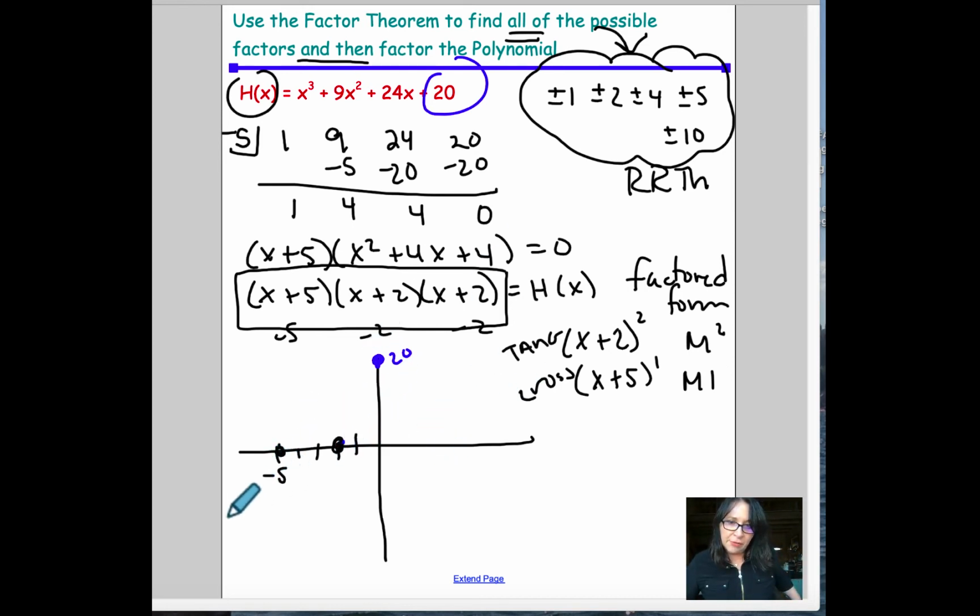It looks like it's going to bounce off of that because it has to go down here. And it's going to go up. And then it's going to bounce off of negative 2 and then just go up like that.